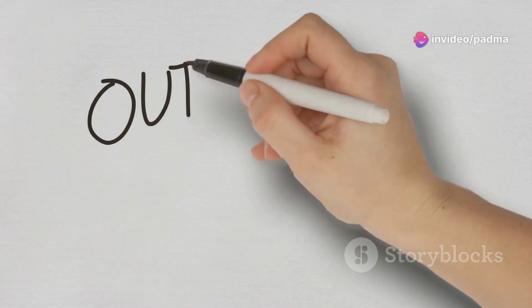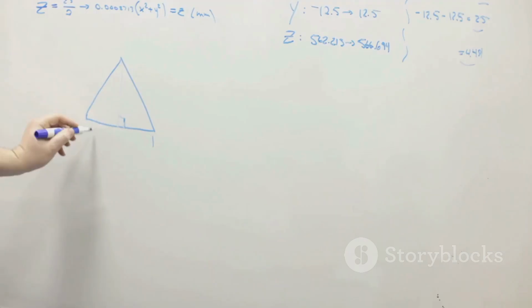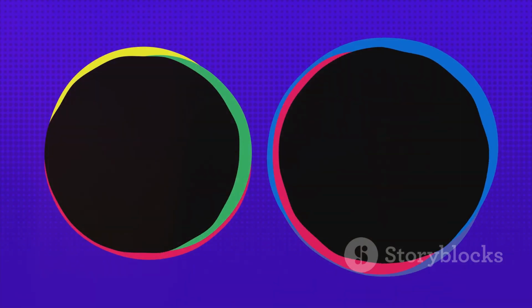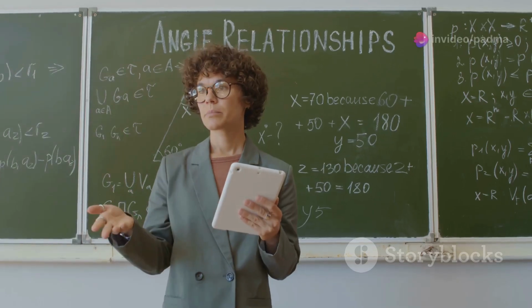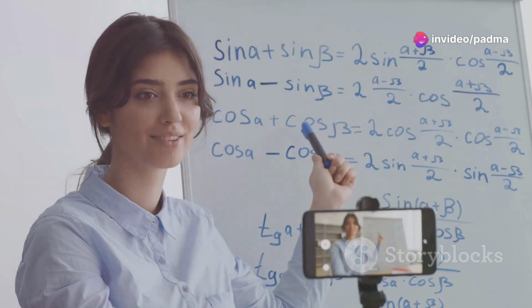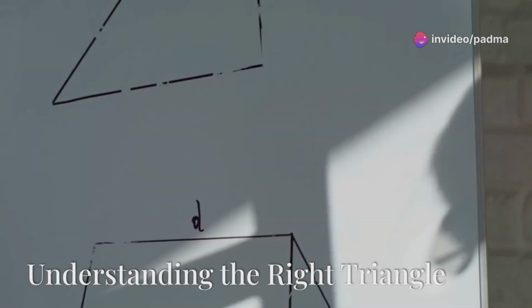Imagine wrapping the radius of a circle around its circumference. The angle formed by that arc is 1 radian. A full circle is equal to 2 pi radians. Both degrees and radians are useful for measuring angles. Understanding both will help you in trigonometry.